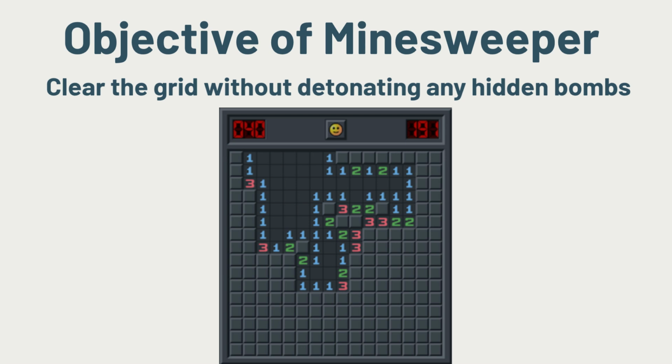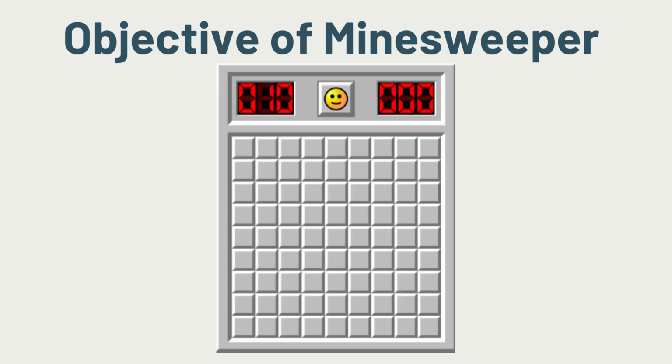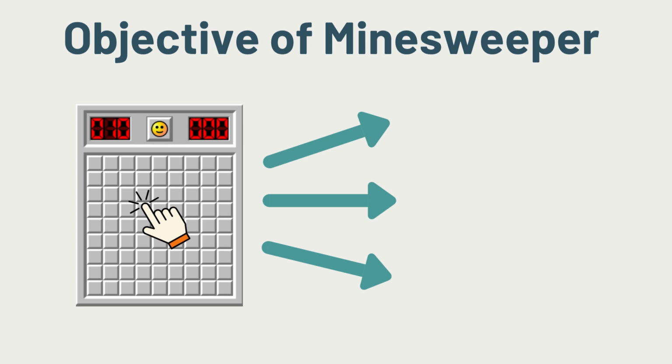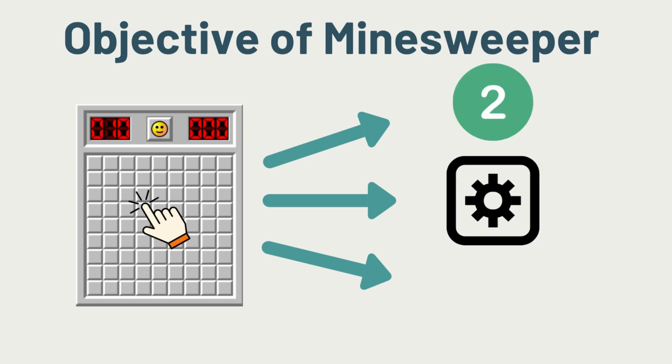As a brief summary, the goal of Minesweeper is to clear the grid without detonating any hidden bombs. You start with a grid of concealed squares and must click to reveal them. When you click a square, one of three things happens. You either reveal a number, a bomb, or an empty square. If you hit a bomb, you lose. If you reveal a number, it tells you exactly how many bombs are in the 8 surrounding squares. You use these numbers to deduce the location of the bombs, flagging them with a marker, and safely revealing the remaining squares until the entire grid is clear.